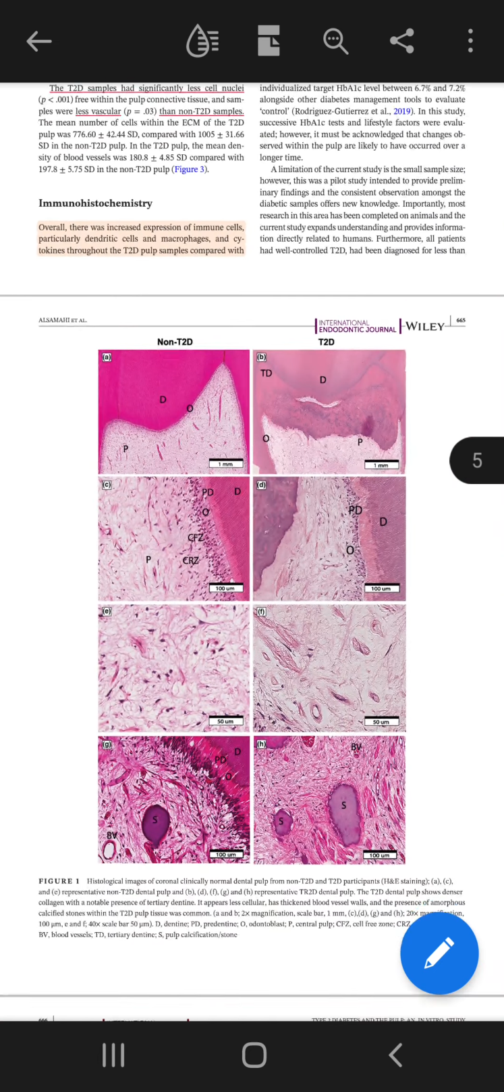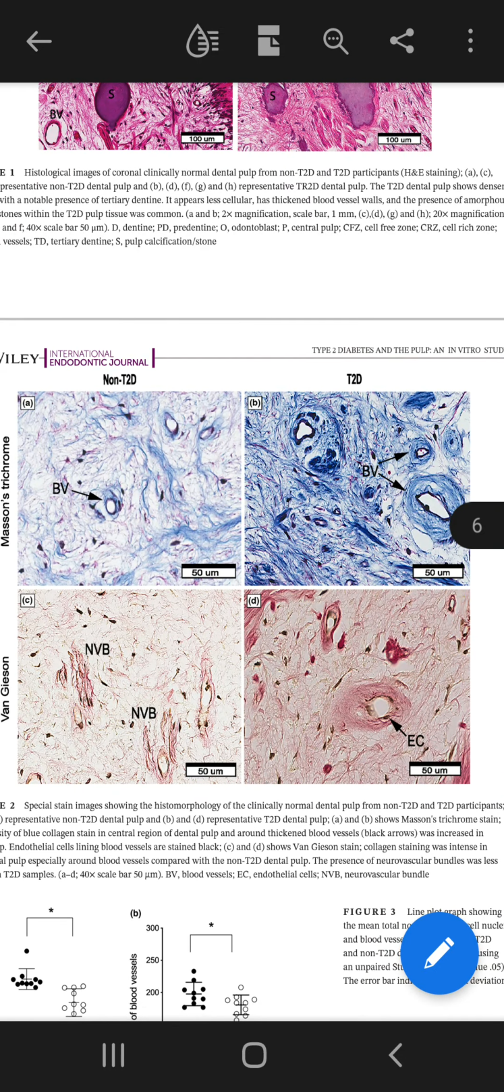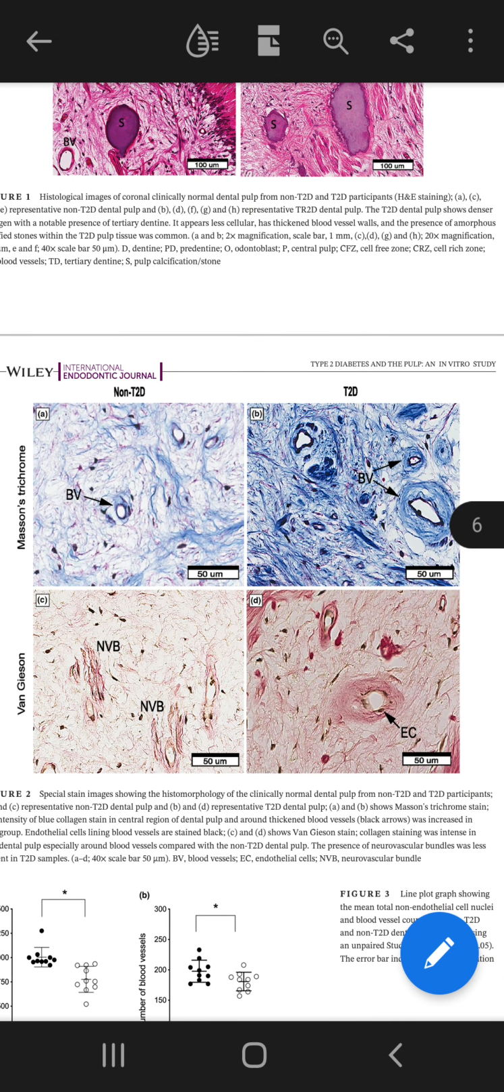For the special staining, Masson's trichrome, we can see for the type 2 diabetic patients, the connective tissue is much more dense, and the blood vessels are more thickened. And also it confirmed the finding for H&E that indicates less cellular components in the type 2 diabetic patient.